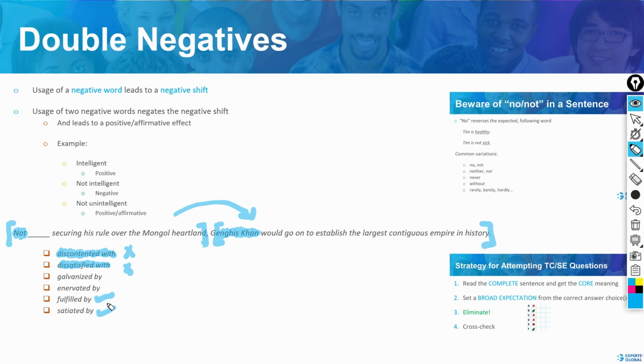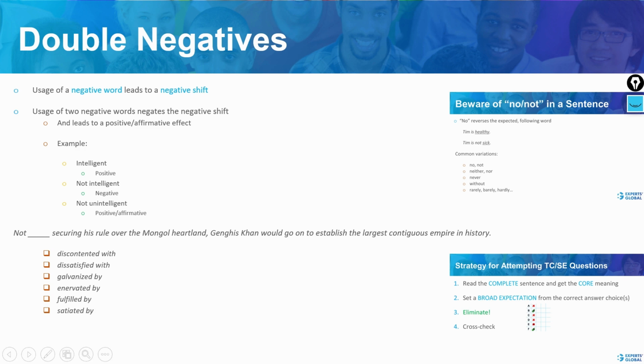So not discontented would lead to a double negative. It would mean contented. So we must avoid the case of double negatives leading to a positive word. So these two choices should be eliminated. Not fulfilled, not satiated, in turn suggests dissatisfied, the meaning that we need. Choices D and E are the correct answer choices. And the key learning here is that we must spot every negative word in a sentence carefully and process the shift in meaning it brings along. A GRE sentence may very often contain multiple negative words.